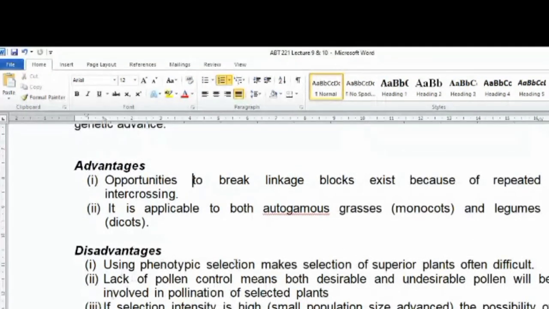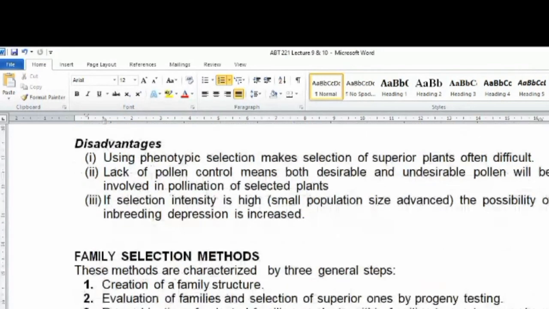But the disadvantage is that phenotypic selection makes selection of superior plants difficult, and there is lack of pollen control, we are not able to control what pollinates what. This brings desirable and undesirable pollen, which will not be advantageous, and if selection intensity is too high, there is possibility of inbreeding depression. So that is phenotypic selection, individual plant selection.